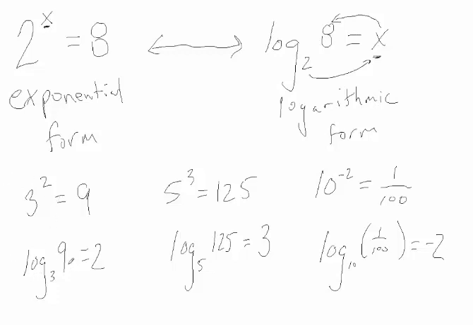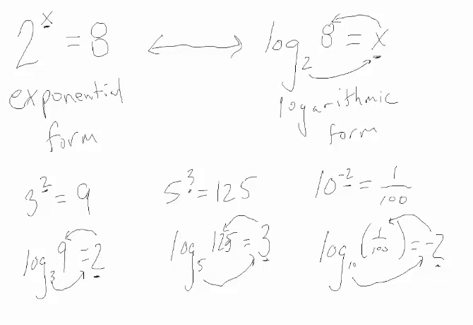Okay, so the logarithm is an exponent. There's the exponent. The logarithm is just an exponent. 3 to the second power equals 9. 5 to the third power equals 125. 10 to the negative 2 equals 1/100. So all the logarithm is, log base 3 of 9: what exponent turns 3 into 9? Well, 3 raised to this power makes 9.